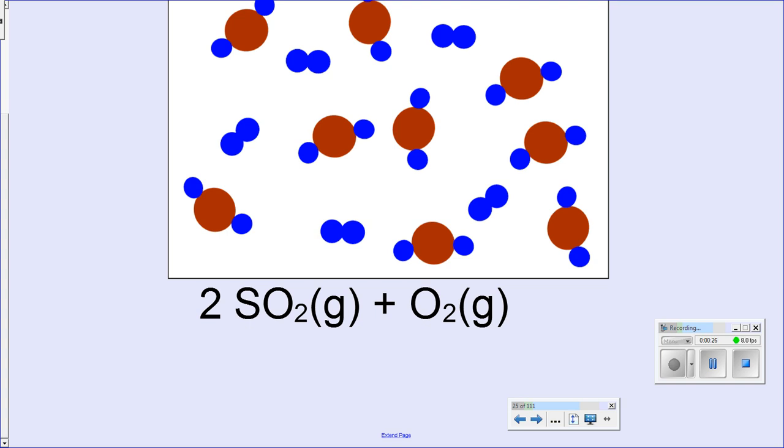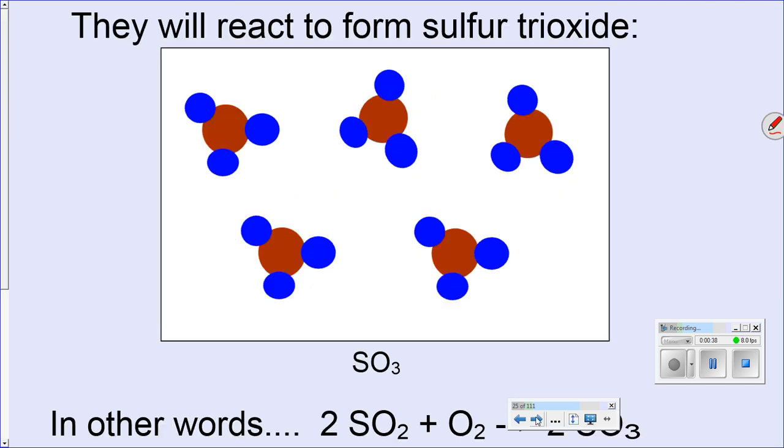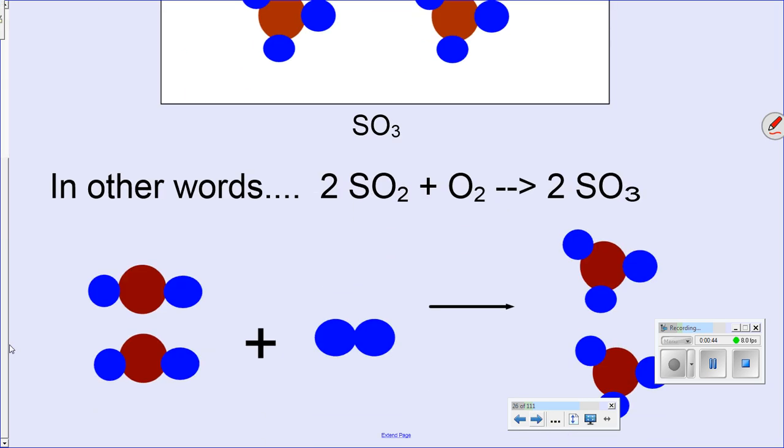In order for this to happen, the O2s do have to split, and then you can have these guys go and end up joining themselves to an SO2, in which case they will form SO3, sulfur trioxide. So in other words, two SO2s plus an O2 make two SO3s. This is all balanced, nicely written for you so you can see this synthesis reaction.